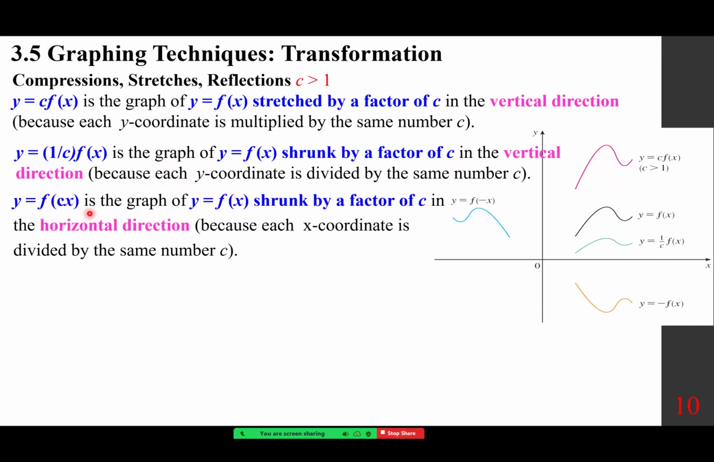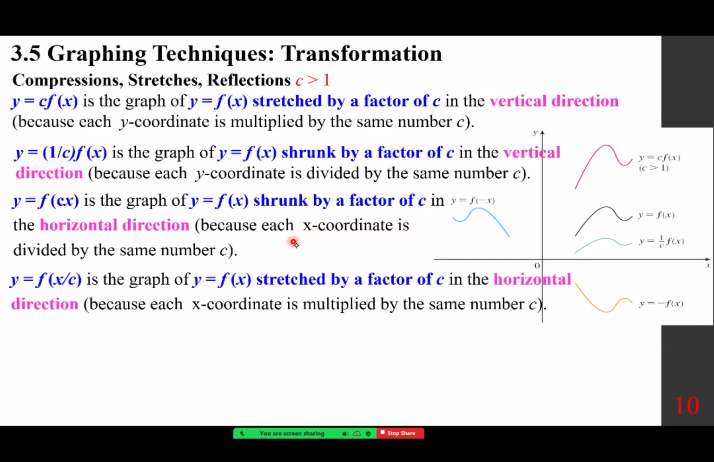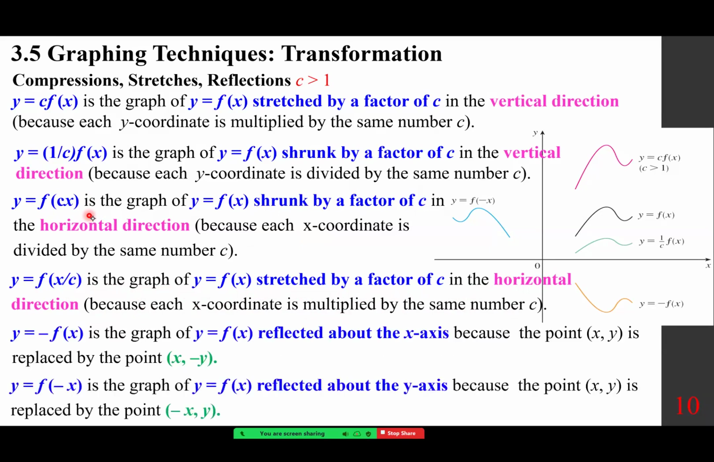Y equals f of C times x is the graph of y equals f of x shrunk by a factor of C in the horizontal direction, because each x coordinate is divided by the same number C. Y equals f of x over C is the graph of y equals f of x stretched by a factor of C in the horizontal direction, because each x coordinate is multiplied by the same number C. These two cases, we will get more out of when we look at trigonometric functions. That's where we have a lot of usage for that.